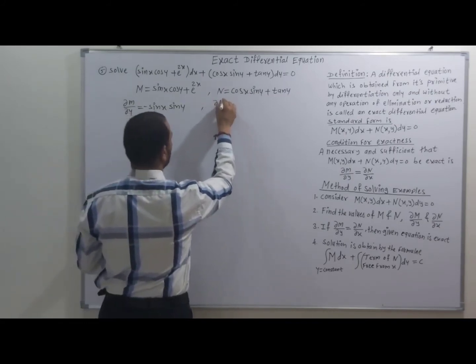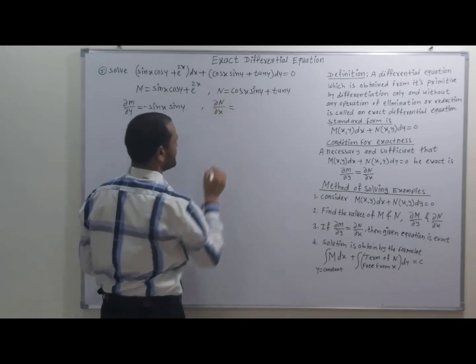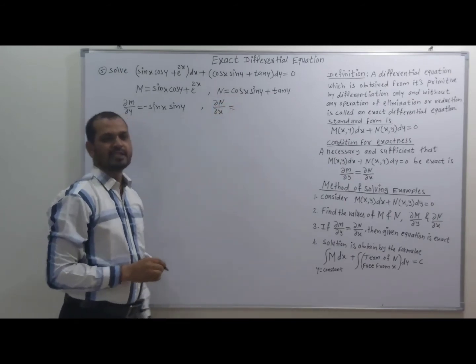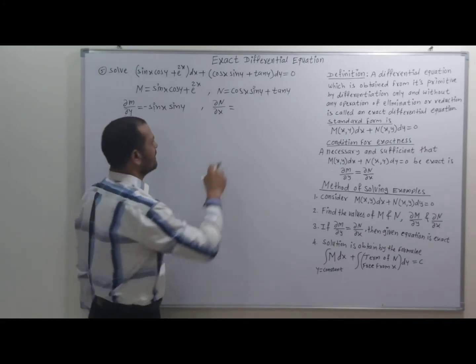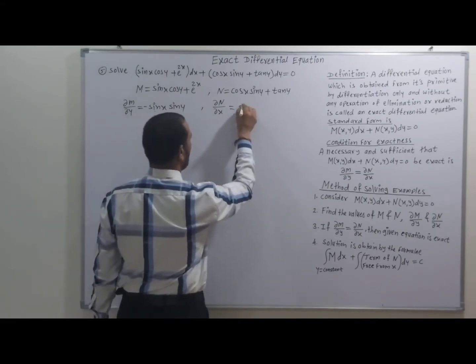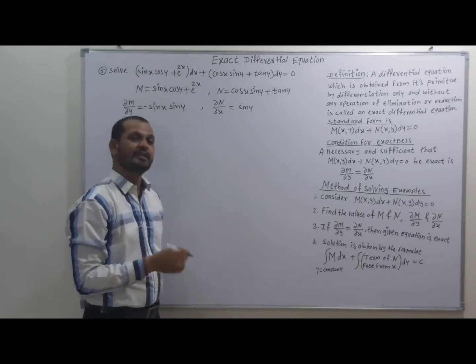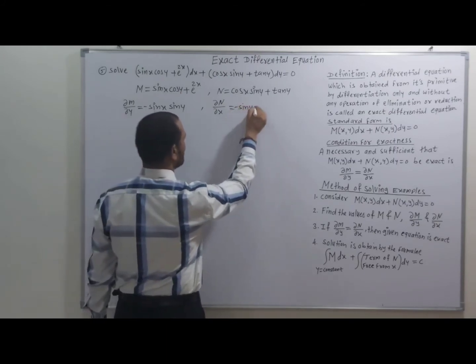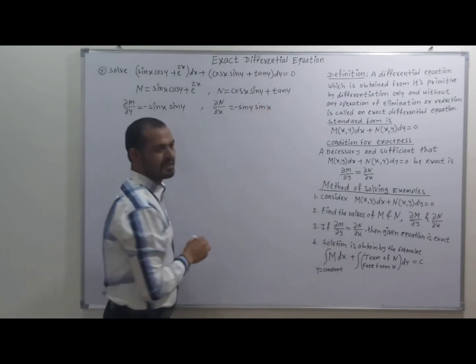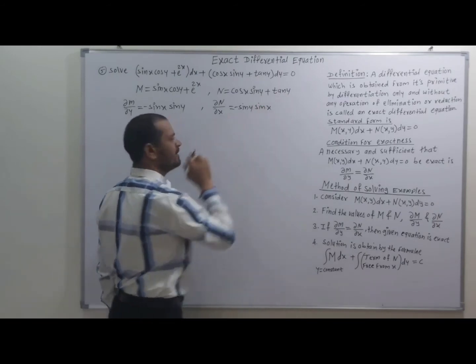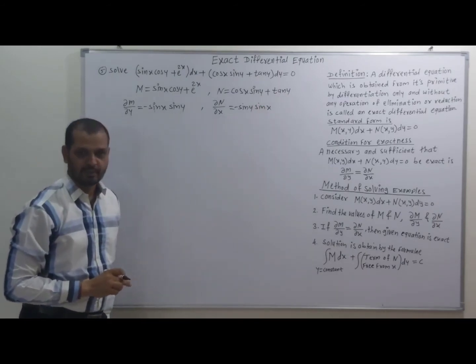Similarly, take the partial derivative of n with respect to x. When we take the partial derivative with respect to x, then y is constant. That means this sin y is constant. Then the derivative of cos x with respect to x is minus sin x. Then again tan y is constant according to this partial derivative with respect to x.